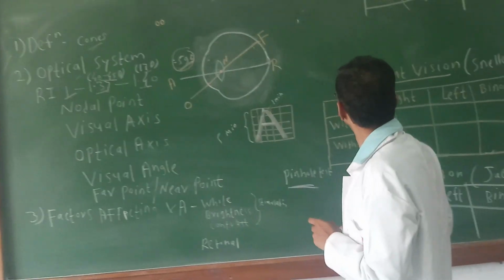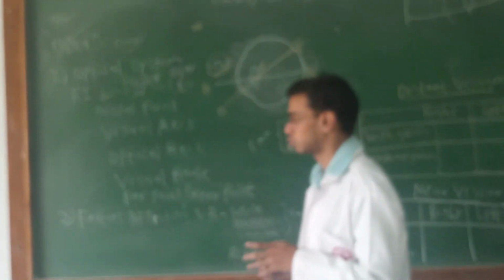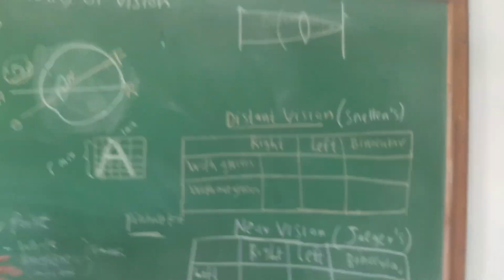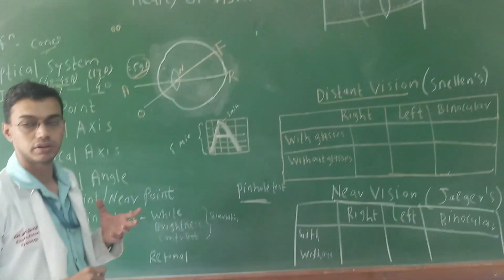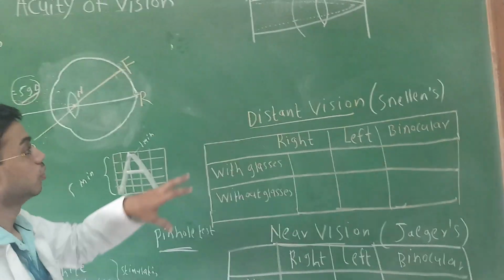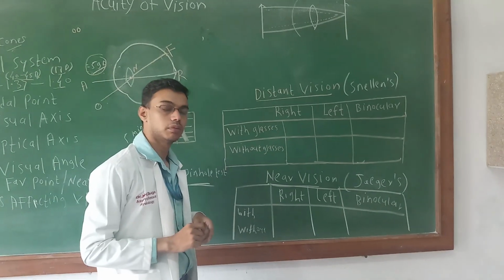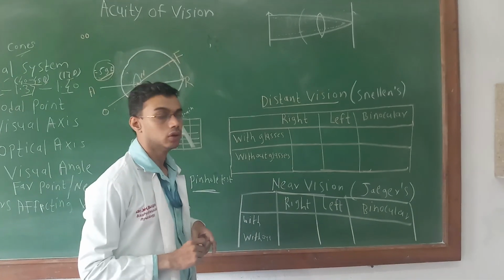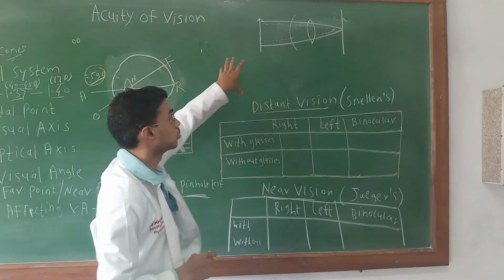Okay. Now, what is the applied part? How will we check visual acuity with the help of different charts? Before starting with this, we will see what is meant by emmetropia, myopia, and hypermetropia. Emmetropia is nothing but normal vision.